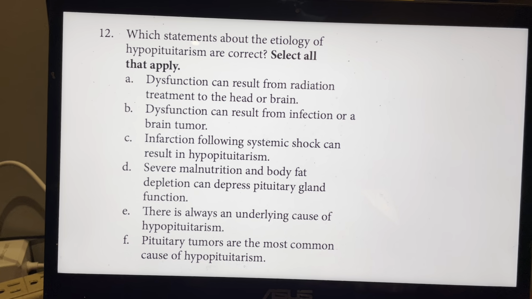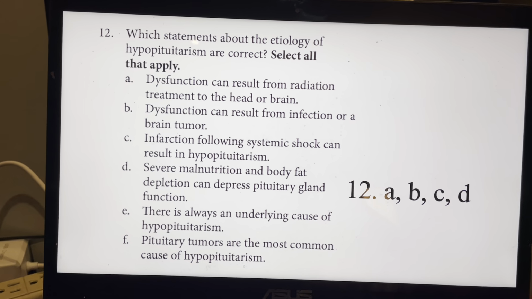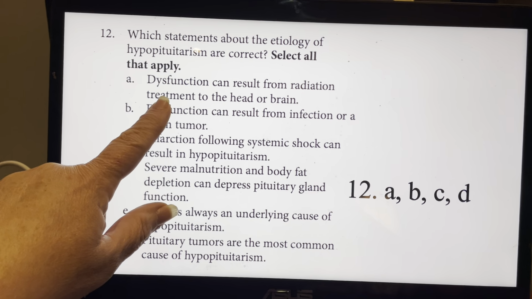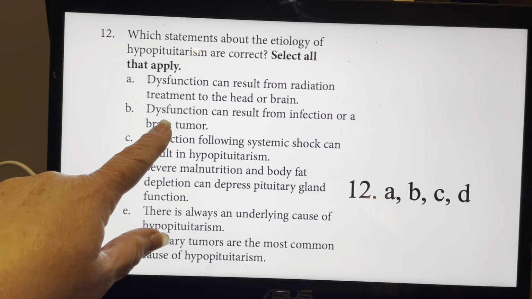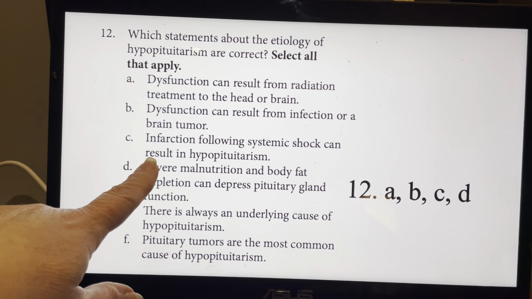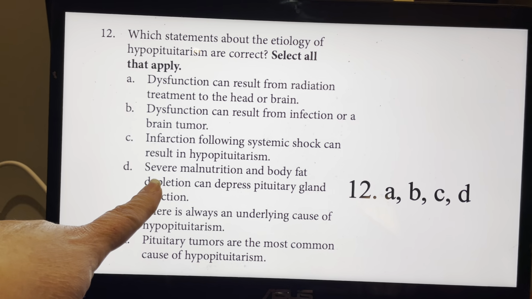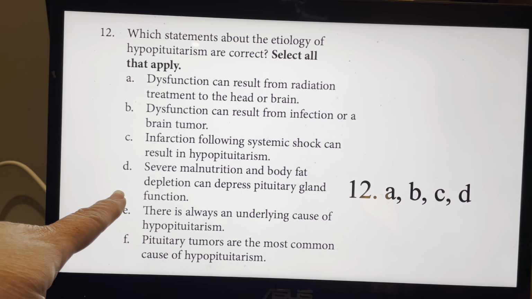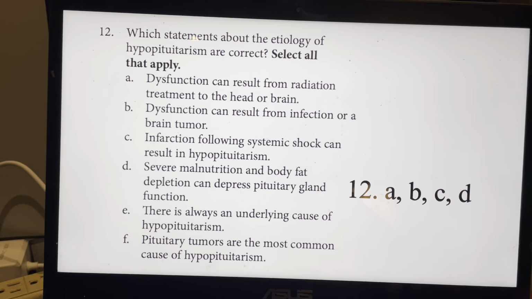Got your answers? Pause it. And then 3, 2, 1. A, B, C, and D. Radiation to your head or your brain. You got an infection or a brain tumor. Infarction from systemic shock. And severe malnutrition and body fat depletion. We're going to pray for them.